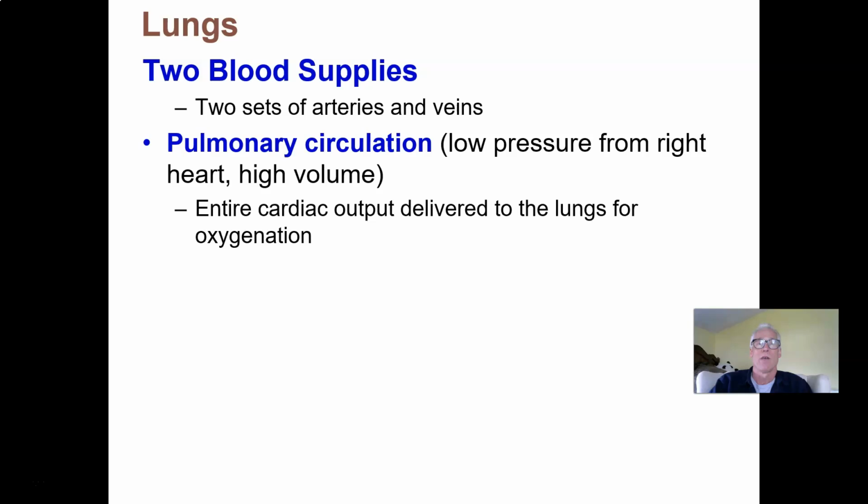Here's an interesting thing. Each lung has 2 blood supplies, 2 sets of arteries and veins that bring blood to the lungs and carry blood back from the lungs. One set comprises the pulmonary circulation, and that's the circulation of the lungs we've been talking about ever since chapter 19 when we talked about the cardiovascular system. So all of the cardiac output, 5 liters per minute at rest, is going through the pulmonary artery to the lungs to be oxygenated and then back to the heart through the pulmonary veins.